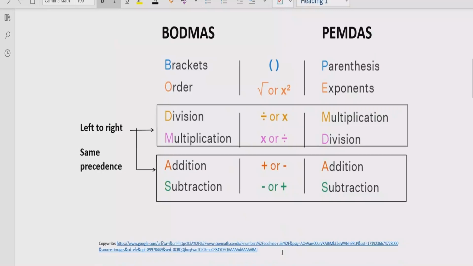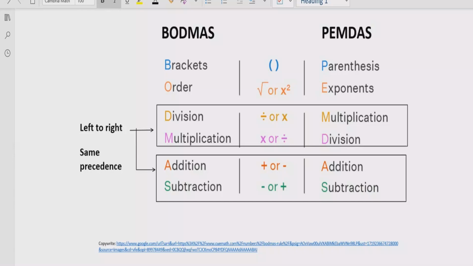So now let's talk about the rules which we can follow to solve the given expression. As you can see, here we will discuss the rules, BODMAS and PEMDAS. The rule says if your expression contains any bracket or parenthesis, you have to solve that part first. After the bracket, you have to see the exponent or power of any number, and solve that part after the bracket.